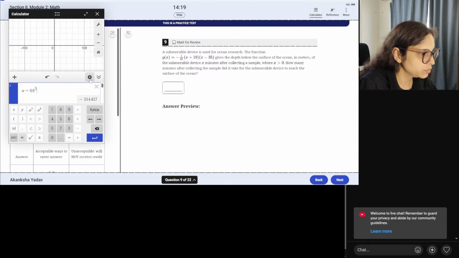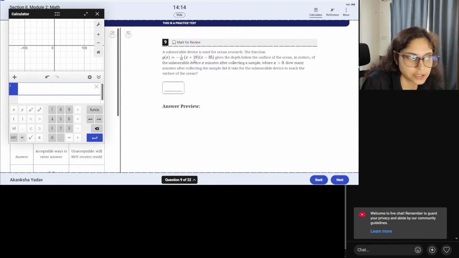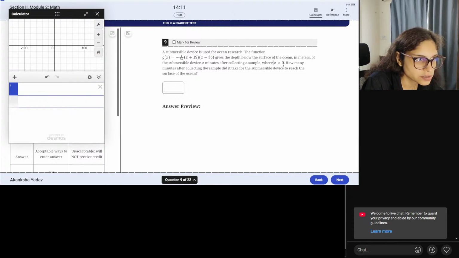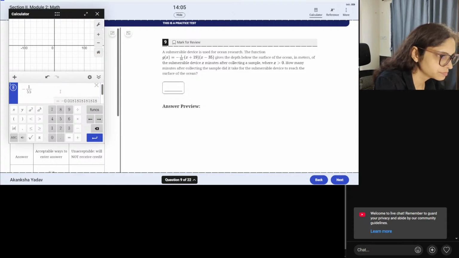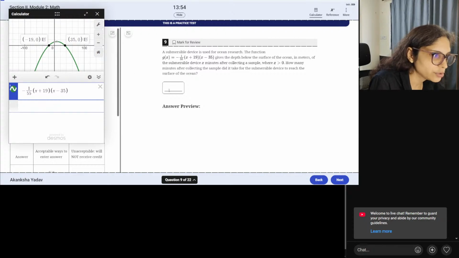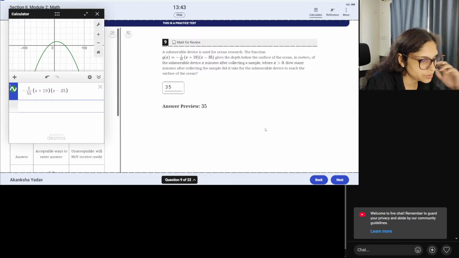Okay, so yeah, we'll just write the equation. Also, when the surface is 0, it is either negative 19 or 35. They want x greater than 0, so it has to be 35. But we'll check it anyways. Negative 19 and 35, like I told you, the answer is 35. Because they want to know how long it takes for the submersible to reach the surface. This is the surface, everything else is below the surface. Okay, so this was already in factored form, you didn't need to do much.